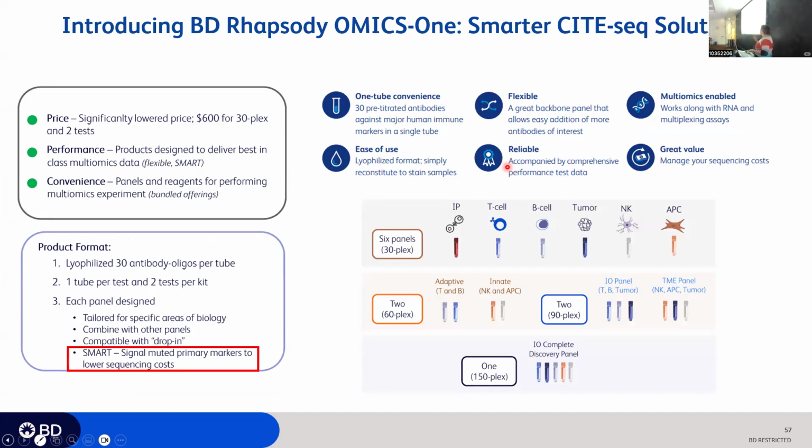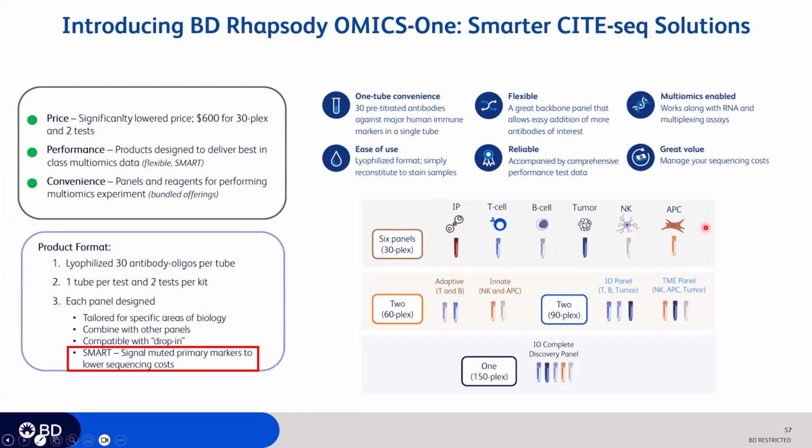These are Omics 1 panels. So currently, these are for human immune cells. These are pre-made panels of 30 antibodies or 30 targets that target various aspects of the human immune response. So we have our immune profiler panel, which is a bit more general. We also have our T and B cell panel, a tumor microenvironment panel, NK and antigen presenting cell panel.